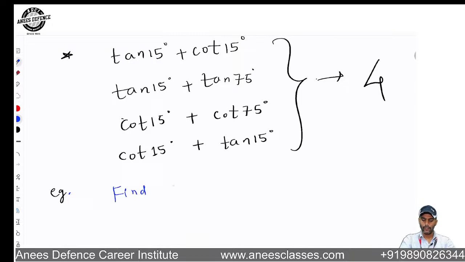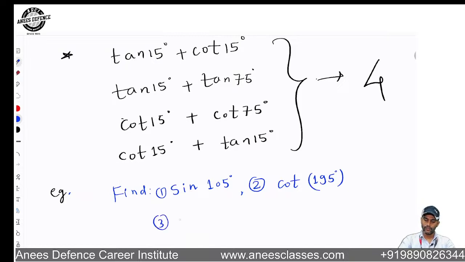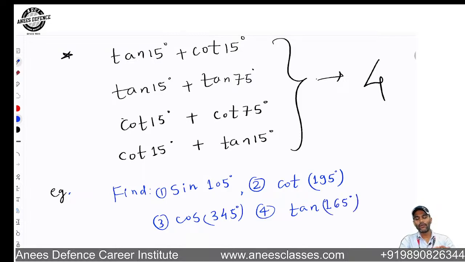Find, the question is, find number 1, sine 105 degree; number 2, cot 195; and number 3, cos 345 degree; number 4, tan 165 degree. So these are the four values you need to find.